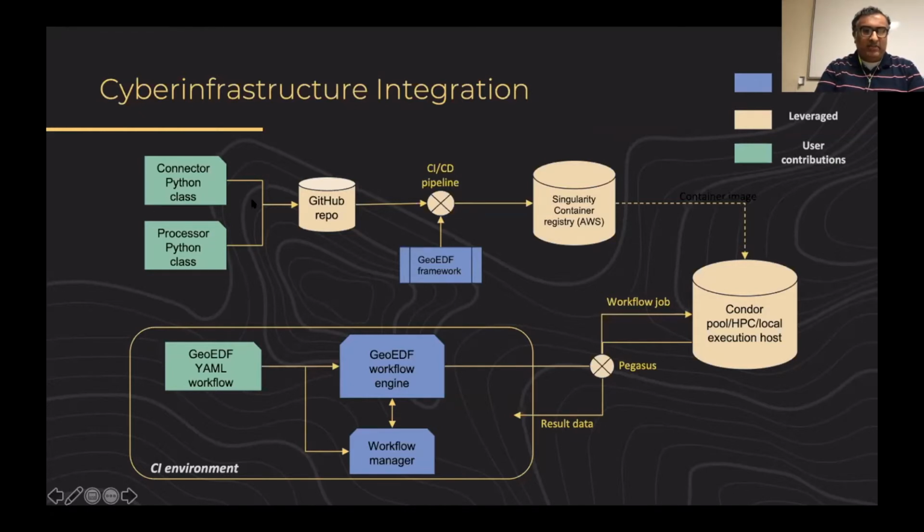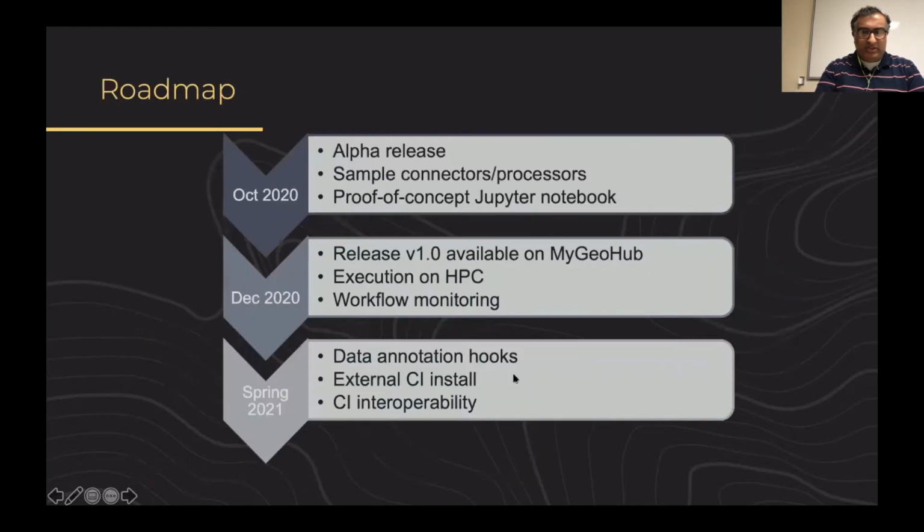On the top here, you have your contribution process for connectors and processors. We use GitHub for that, just regular open source pull requests and feature branches. And we have a CI/CD pipeline that builds the singularity containers as soon as you create an update for your particular connector or processor or add a new one. And we have a singularity registry that hosts all of them. The piece here at the bottom is something that we're still working on. We are working on integrating GeoEDF with HUBzero-based Science Gateway, MyGeoHub, which is our production gateway. That's still work in progress, and we hope to have it done soon. We are shooting for December to have that done on MyGeoHub.